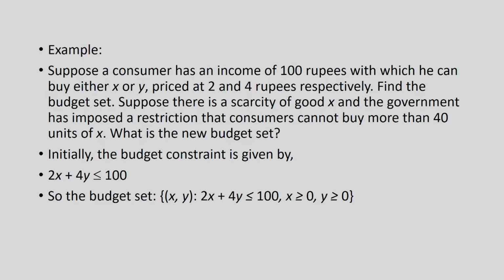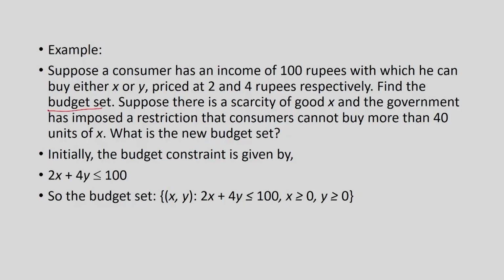Suppose a consumer, this is an example from economics. Suppose a consumer has an income of 100 rupees with which he can buy either X or Y. So, X and Y are the 2 goods that he can buy with the 100 rupees that he has, and the prices of X and Y are 2 and 4 rupees respectively. So, price of X is 2 rupees, price of Y is 4 rupees. Find the budget set. So, that is the question, we have to find the budget set.